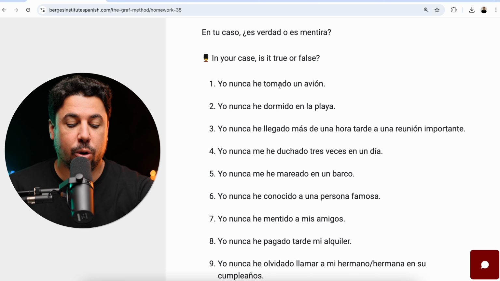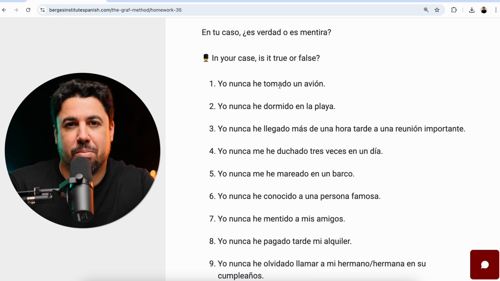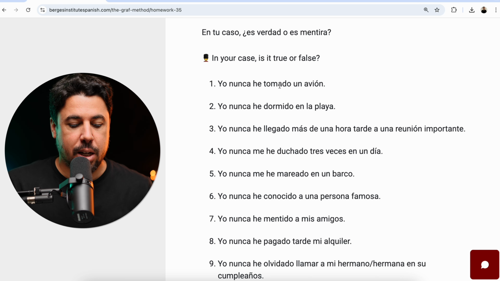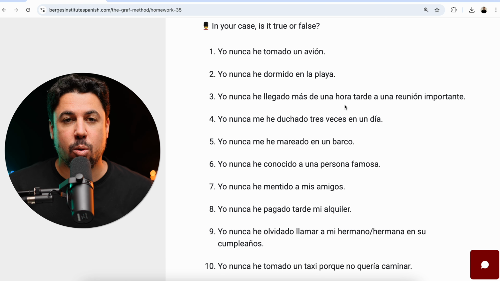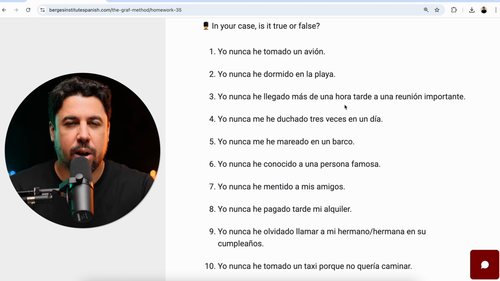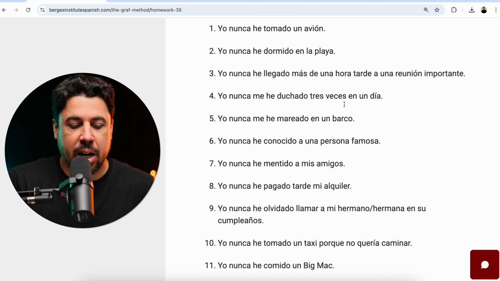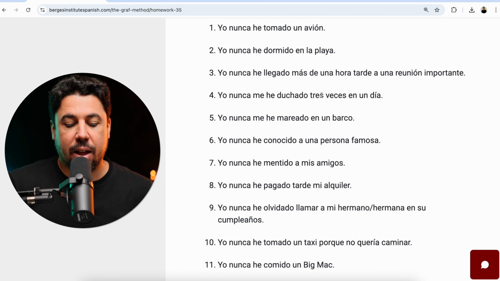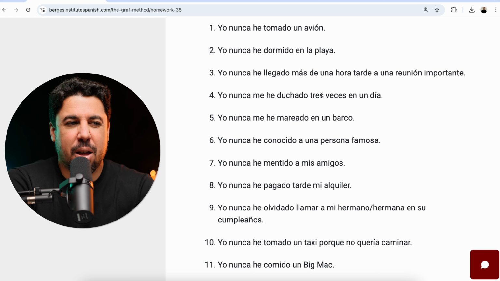Yo nunca he dormido en la playa. En mi caso, es verdad. Yo nunca he dormido en la playa. Prefiero los hoteles. Yo nunca he llegado más de 1 hora tarde a una reunión importante. Es verdad, a una reunión importante nunca he llegado muy tarde. Más de 1 hora tarde. No, nunca. Yo nunca me he duchado 3 veces en un día. Yo me he duchado 3 veces en un día.